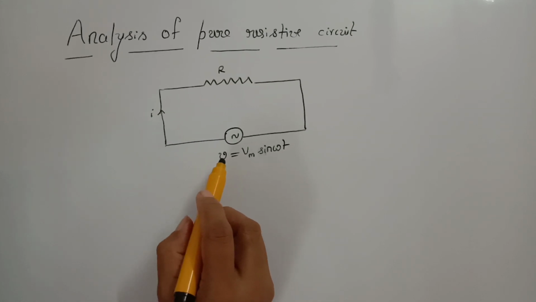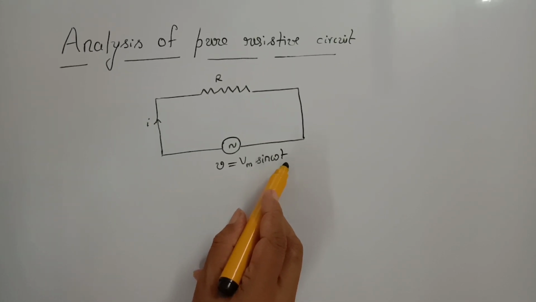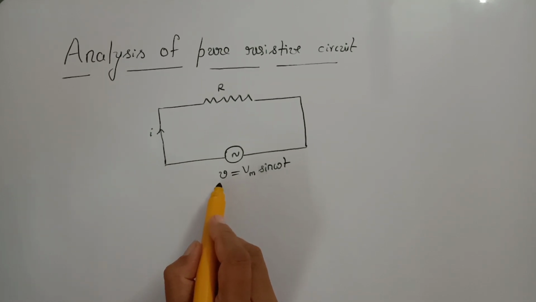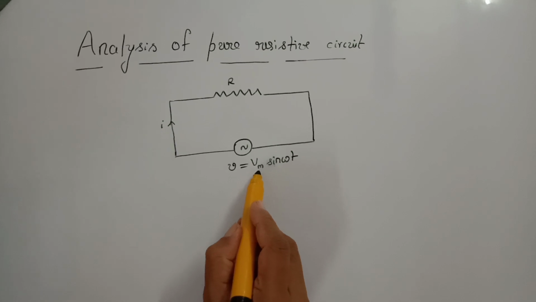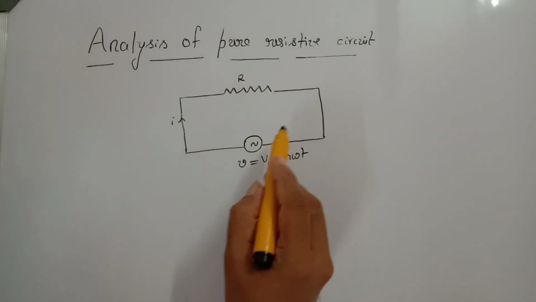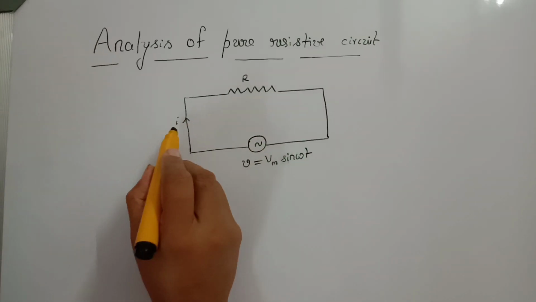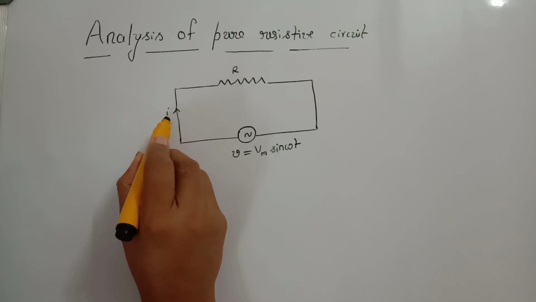Here the AC voltage is denoted by v is equal to Vm sin omega t. This small v is nothing but the instantaneous value of the voltage and Vm is the maximum value of the voltage. Now when the supply is given to the circuit, current will flow through the circuit and denoted here by small letter i. This is the instantaneous value.